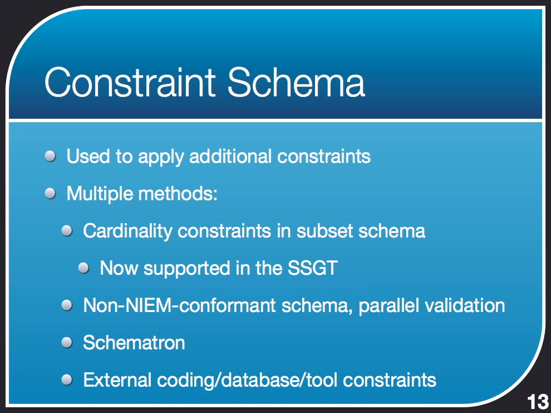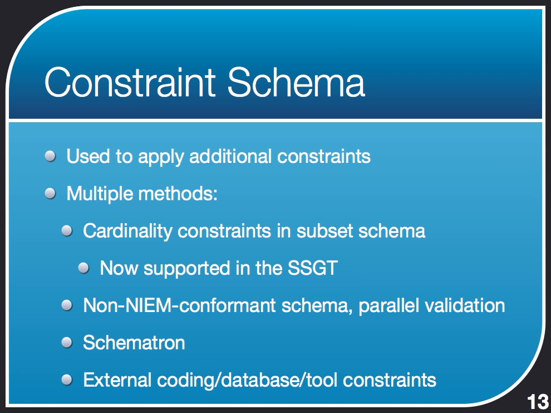There's another concept of constraint schema, and that is a non-NIEM conformant schema. So basically you take the NIEM schemas and you do non-conformant things to it, and then you do parallel validation, validating an instance document against both the NIEM conformant versions of the subset and any non-NIEM conformant schema you have to check additional things, and you basically have to pass validation against both schemas.